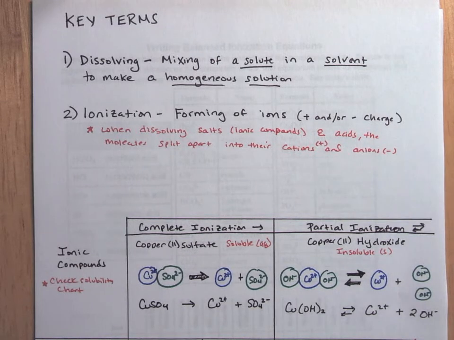Dissolving is a process where you mix a solute in a solvent to make a homogeneous solution. You should remember that a solute would be something like Kool-Aid powder. That's the thing that gets dissolved. The solvent would be the water, which does the dissolving. And then the solution is the Kool-Aid drink.